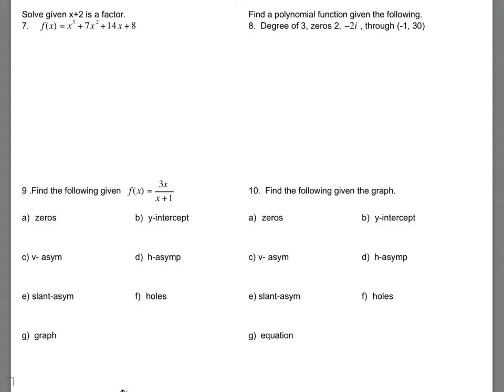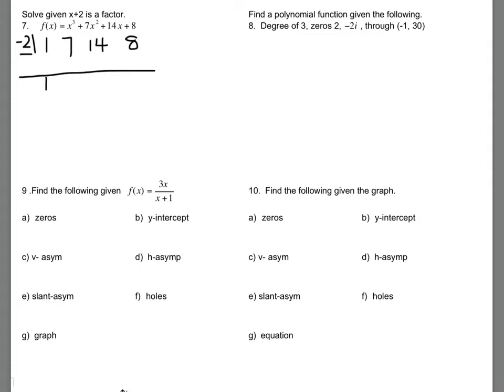Question on the back side, number 7. Given x plus 2 is a factor, so we know x plus 2 is a factor of this given function. Let's just try synthetic division to find other factors if there are any. Our goal is to bring the cubic down to a quadratic. Don't forget our divisor would have to be in the form of x minus, so x minus -2. We have to put the divisor as -2.